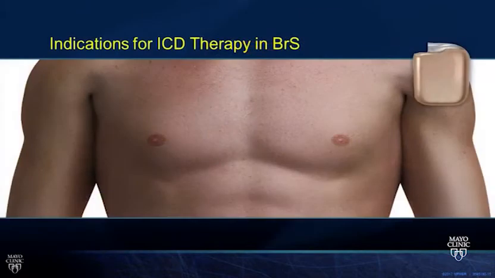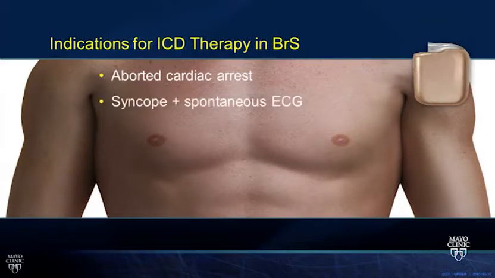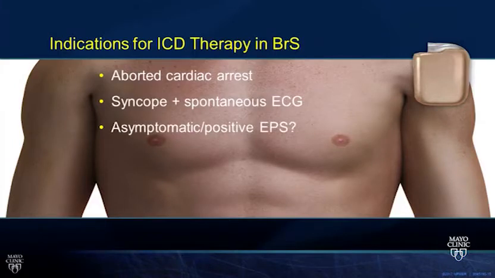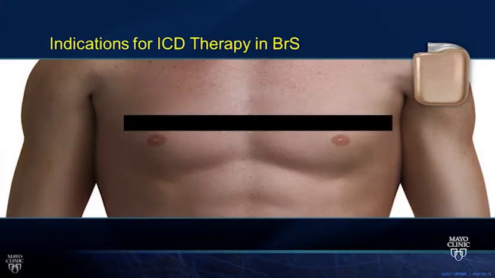Now, who should get a defibrillator? Aborted cardiac arrest, class 1 indication. Fainting that you and I assess to have been arrhythmic, by story, by monitoring, by capture, whatever our assessment was, that's a class 2 indication for an ICD. And then we still remain vexed, and so it won't be addressed on the boards. What do you do for the asymptomatic Brugada patient for his or her risk stratification?